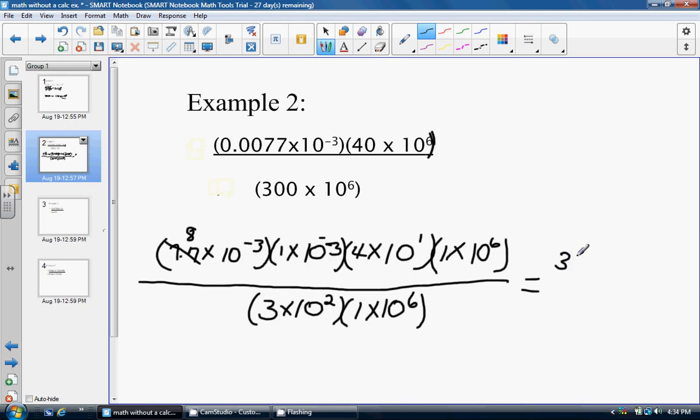So this becomes 32. Then when I'm multiplying exponents, I add the exponents. -3 plus -3 gives me -6, plus 1 gives me -5, plus 6 gives me +1. Okay, and then I'm going to take a look at this. I have 3 times 1, so that's 3. Then I have 10 to the 2 times 10 to the 6, so I add exponents when I multiply. 2 plus 6 is 8.